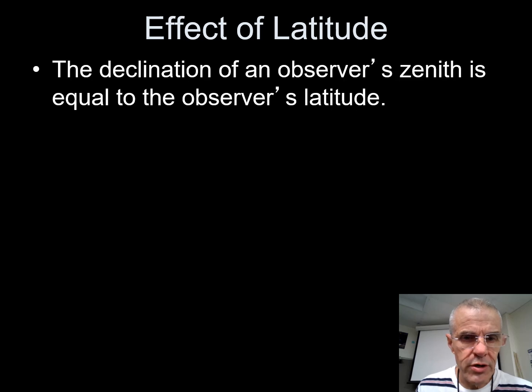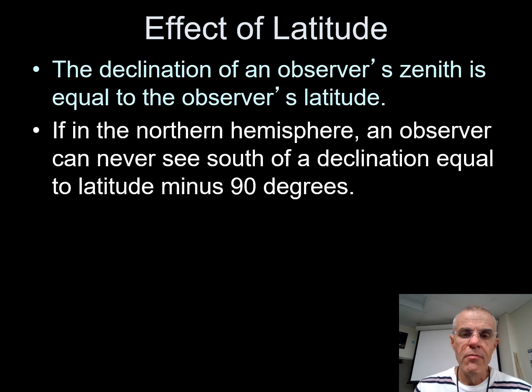Let's summarize in words. The declination of an observer's zenith is always equal to the observer's latitude. That's something you should know. Because of this, if you think about it, if you're in the northern hemisphere, you can only see so far south of the celestial equator.